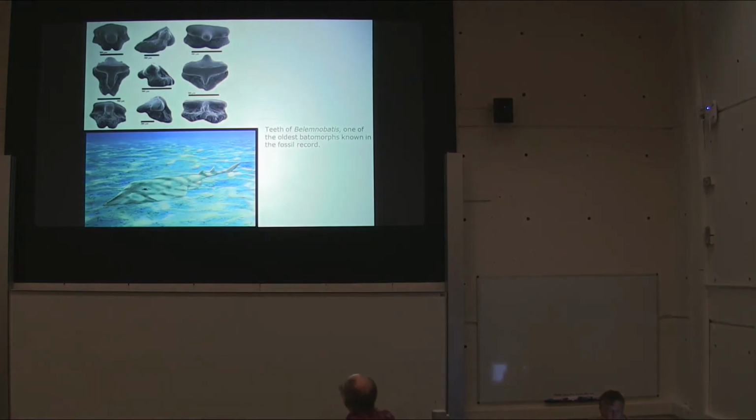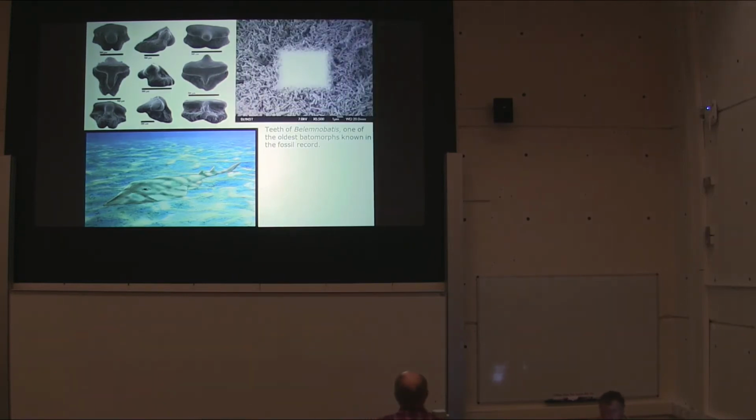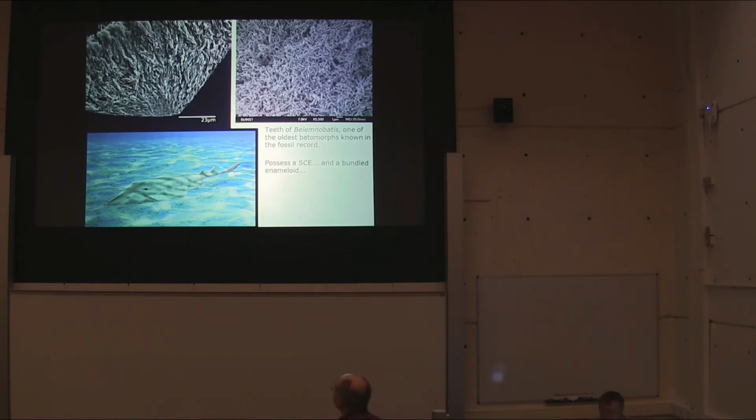Now, here we have the teeth of Palaeobatis, which is one of the oldest batomorphs known in the fossil record. When I found some of these teeth in Thailand, I looked at the enameloid microstructure. I was very happy because I was finding only single crystallite enameloid, which is supposed to be characteristic of these batomorphs. But then Sébastien took some other teeth from the same genus, and when you look at the teeth in section, you can see these bundles again.